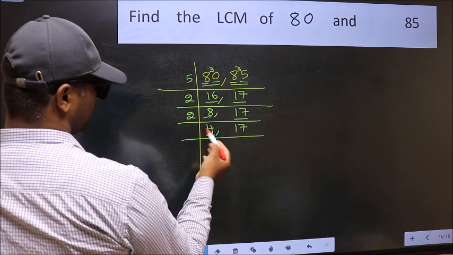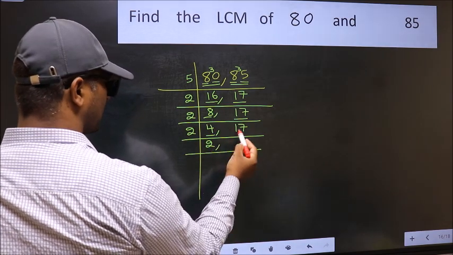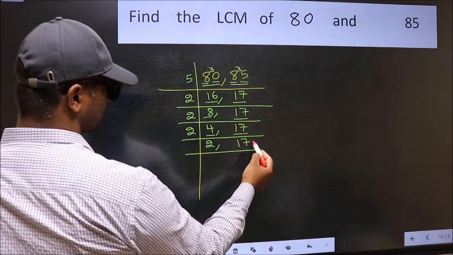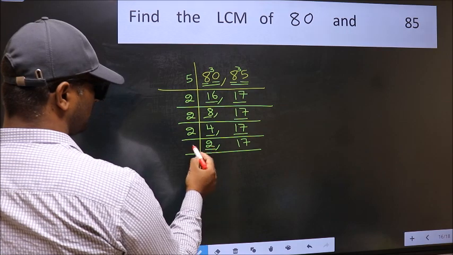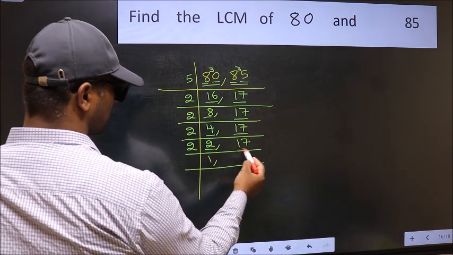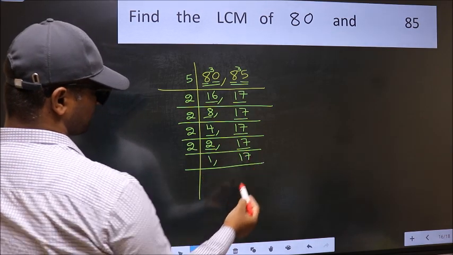Now here we have 4, and 4 is 2, 2 is 4. The other number 17 is not divisible by 2, so you write it down as it is. Now here we have 2, 2 is a prime number, so 2 ones 2. The other number 17 is not divisible by 2, so you write it down as it is.